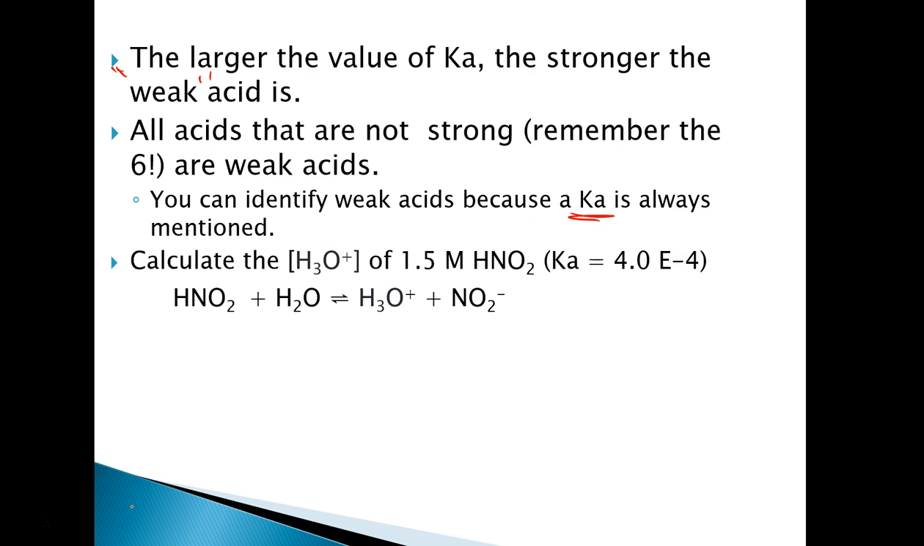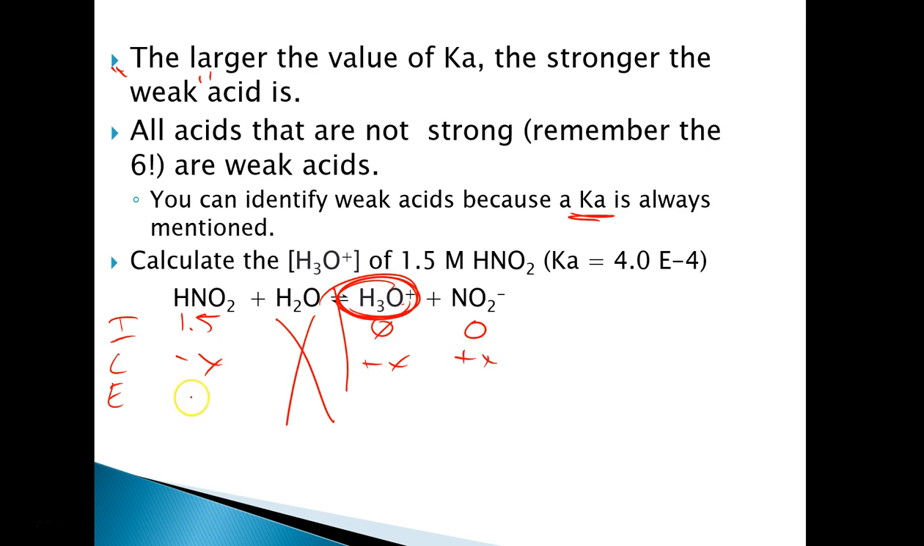So if I had to calculate the H3O+ for this one, you're going to do exactly what we've always been doing. You're going to set up an ICE table. You're going to recognize that water is a liquid, so we don't care about it. The HNO2 starts out at 1.5. These guys start out at 0, and again, pH is based entirely on this. We need to know how much that is. Minus x, plus x, plus x. You get 1.5 minus x, x, and x.